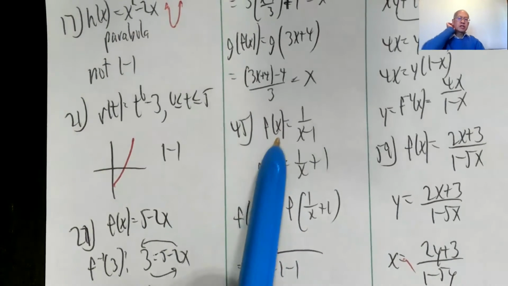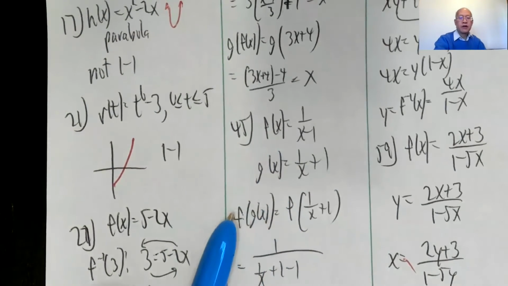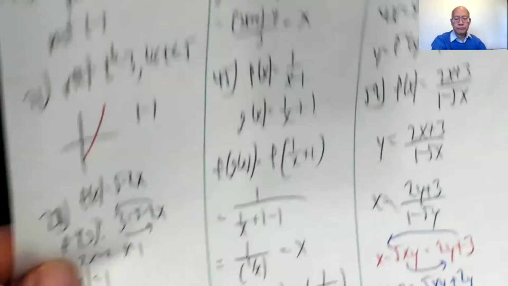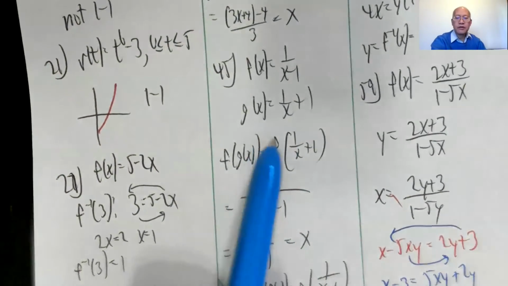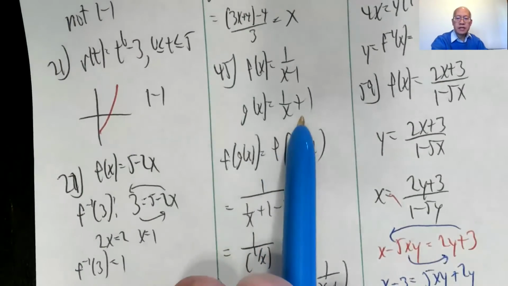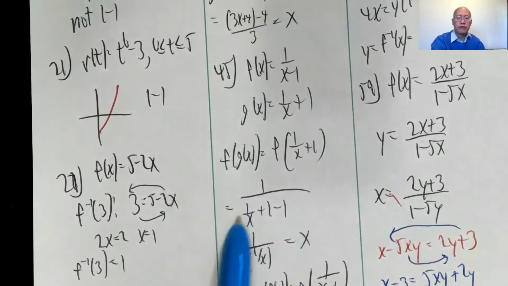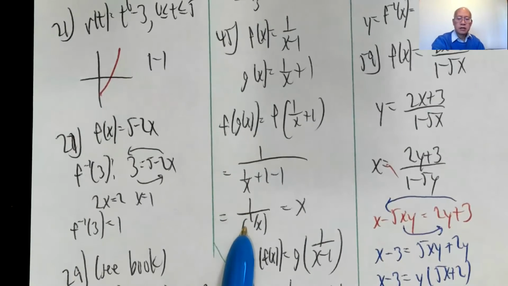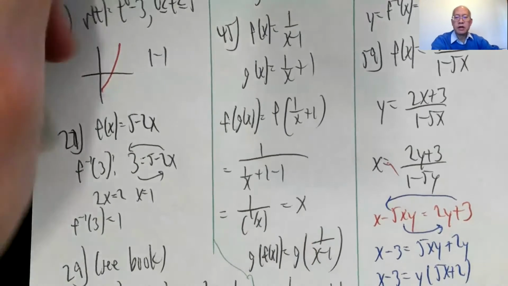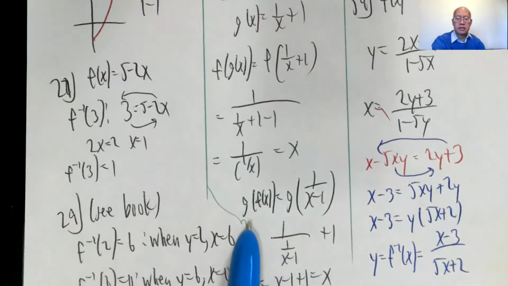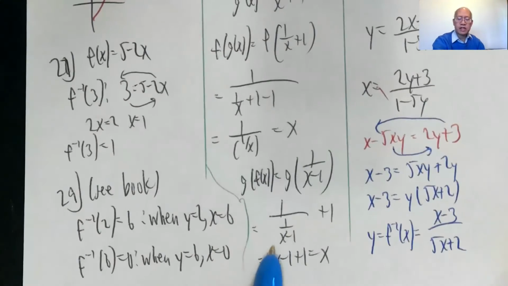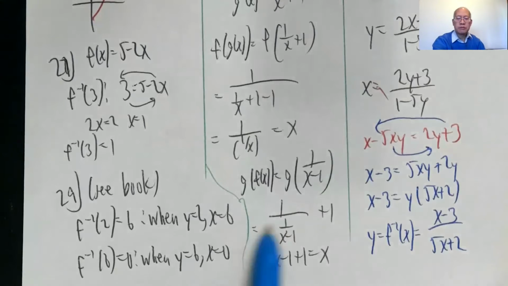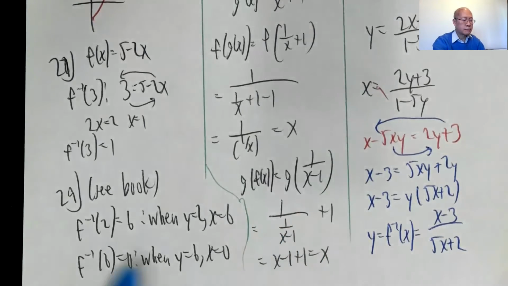Okay, 45. If this is f of x, this is g of x. Find f of g of x. That's f of 1 over x plus 1. This thing goes right here now. So 1 over x plus 1 minus 1. These cancel out. 1 over 1 over x is just x. And then g of f of x is g of 1 over x minus 1. That gets put in place for the function g. 1 over 1 over x minus 1. That's x minus 1 plus 1, which again is x.